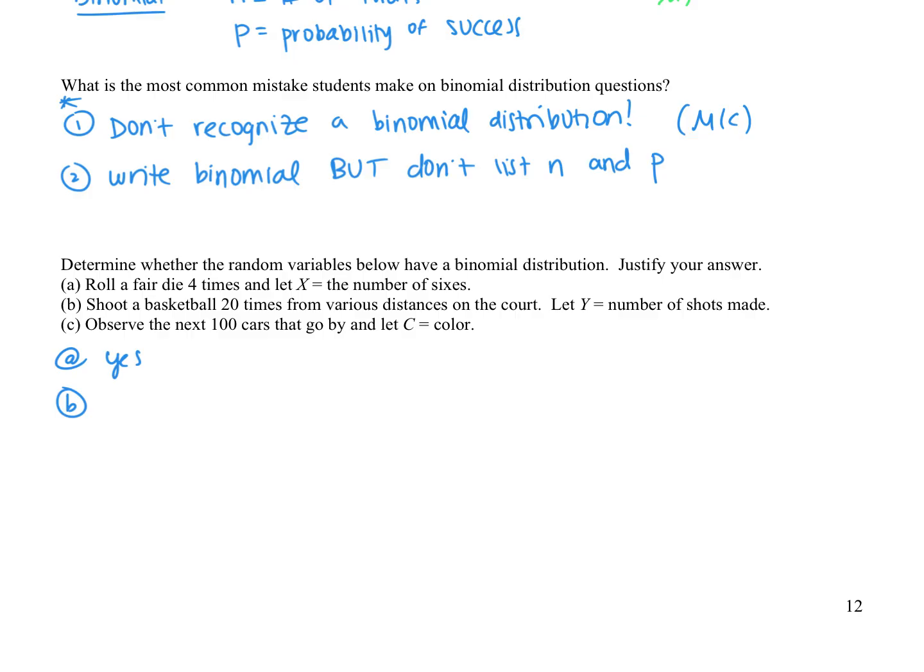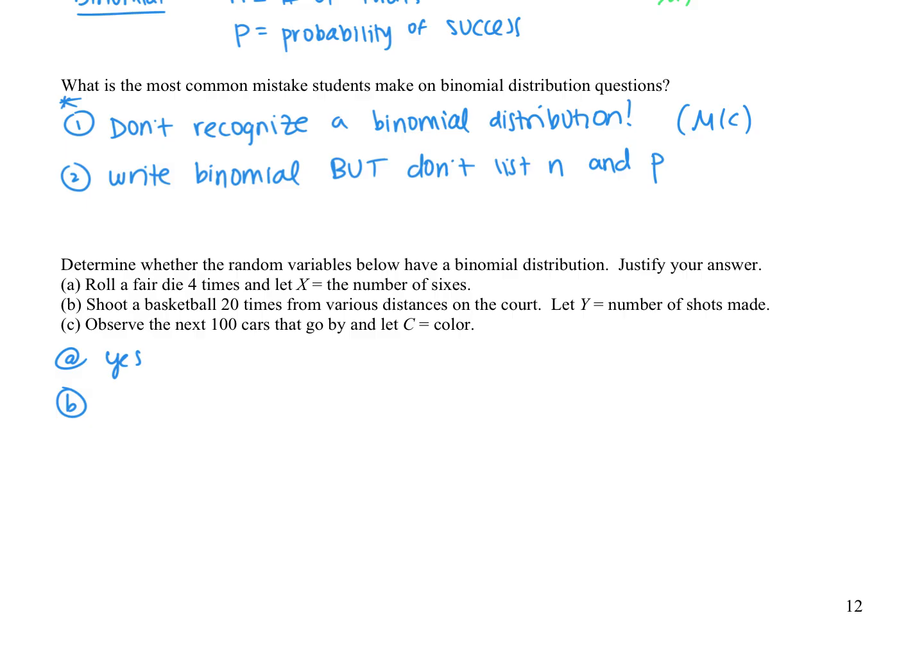B, shoot a basketball 20 times from various distances on the court, and Y is the number of shots made. Okay, do we have a binary variable? Success and failure. Yes. What is success? You make it, right? Failure is you don't make it. Are they independent? So the first time that I shoot, is that completely unrelated to the second time that I shoot? Yes. Well, it says various distances, meaning.